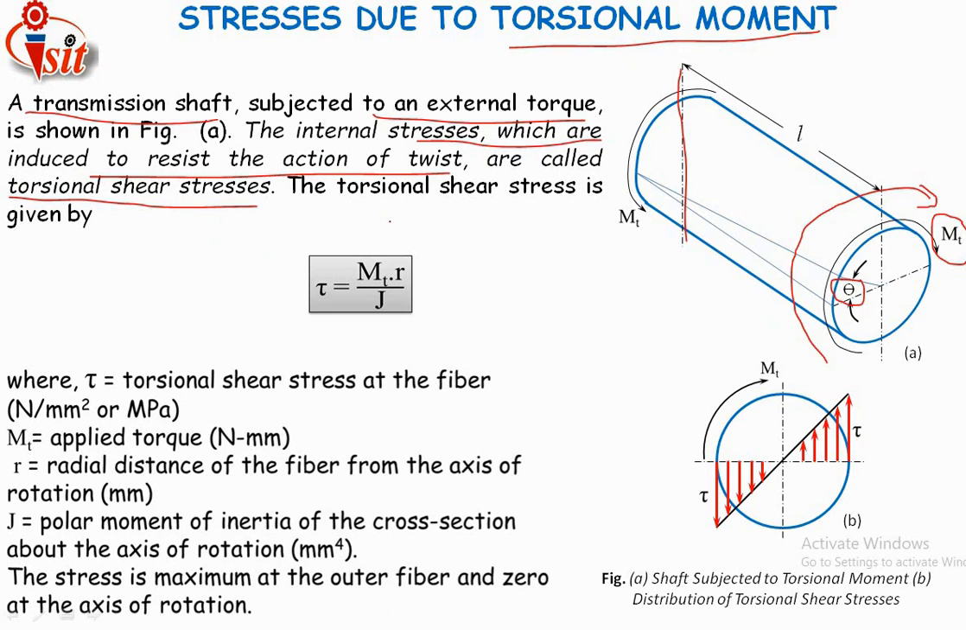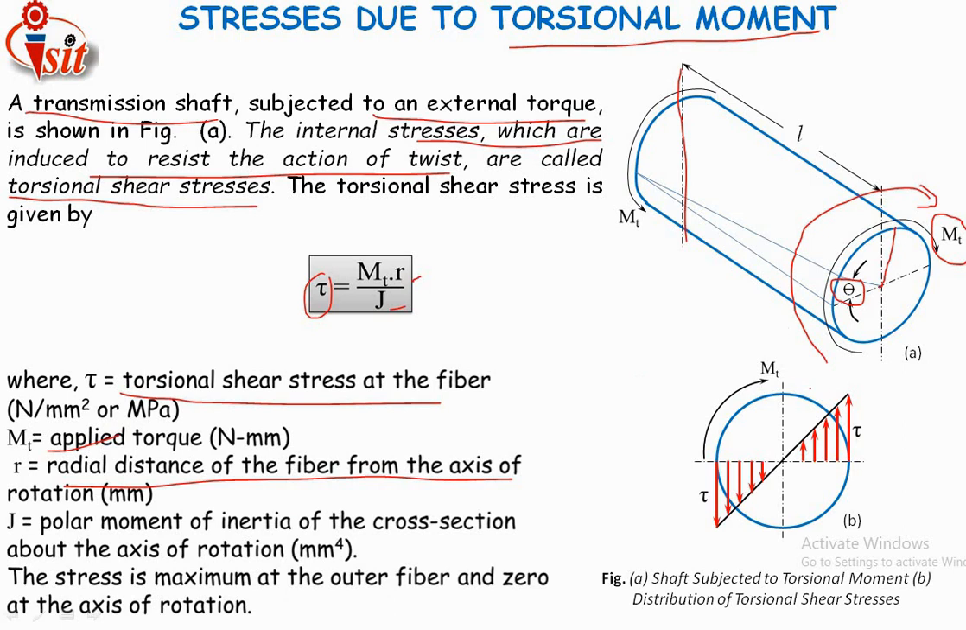Now as we have seen in the previous slide, the bending stress is given as MB, that is the bending moment, into Y divided by moment of inertia. In the same way, the torsional shear stress is given as torsional moment into R, that is d by 2, divided by J, the polar moment of inertia. Now MT is the applied torque, tau is the torsional shear stress, R is the radial distance of the fiber from the axis of rotation, which we know as the radius, and J is the polar moment of inertia. In case of bending stress we have taken moment of inertia. In this case we are taking the polar moment of inertia about the axis.